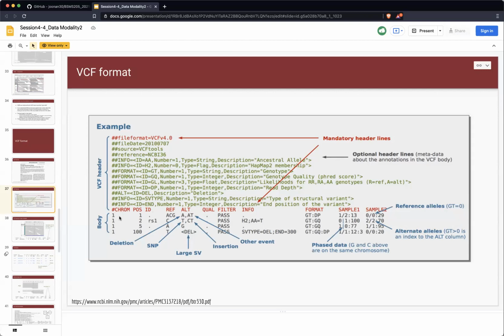So how many columns? 1, 2, 3, 4, 5, 6, 7, 8, 9. These 9 columns are the mandatory things we store in a VCF file, right? And after this 9th column, we put the columns for the samples. So if you do only 2 samples in your analysis, then you add 2 columns here. But if you have like 1,000 samples, then you have 1,000 columns after that, right?